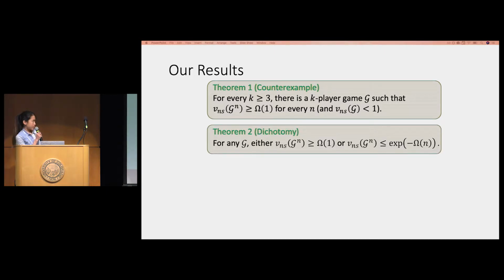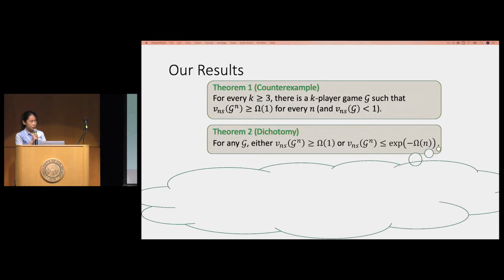Our second theorem is what we call a dichotomy theorem. We show that for any game, the non-signaling value will be at least a constant, or it must decay inverse exponentially. So this is quite interesting because in particular it rules out the possibility of there existing games whose n-fold repetitions have values decaying, say, inverse polynomially. So there's only two possibilities for the behavior of the non-signaling value of the n-fold repetition.